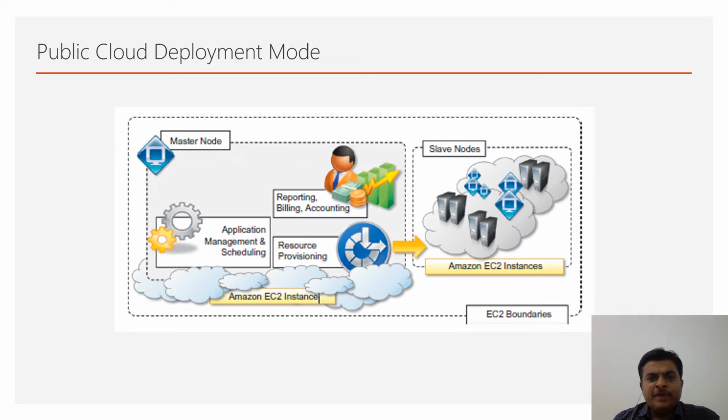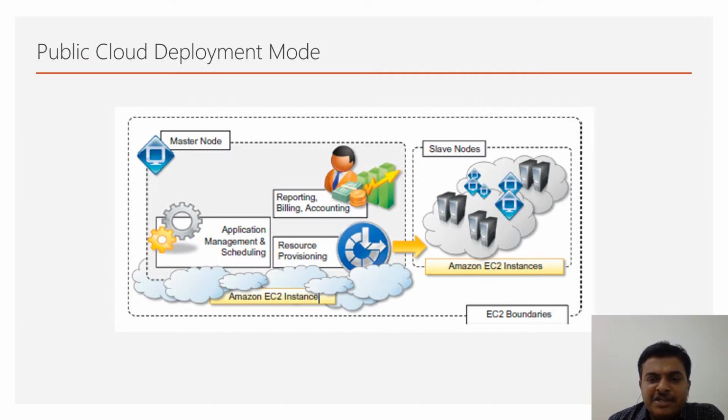See, in this diagram, we have master node and slave nodes. The slave nodes are being installed on Amazon EC2 instance, that's Amazon Cloud, and there are several Amazon EC2 instances which will be running to maintain the master node also. Here the master node takes care of application management and scheduling, reporting, billing, accounting, resource provisioning. So these control the allocation of resources that are available on the physical node on the Amazon EC2 instance.